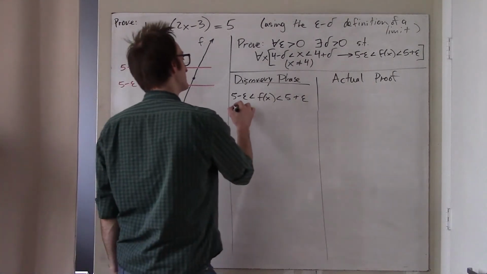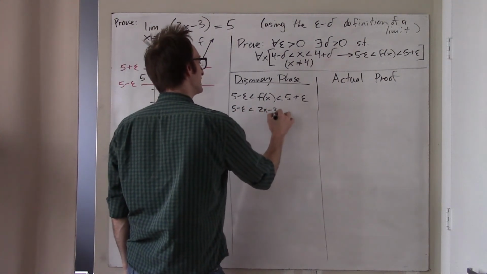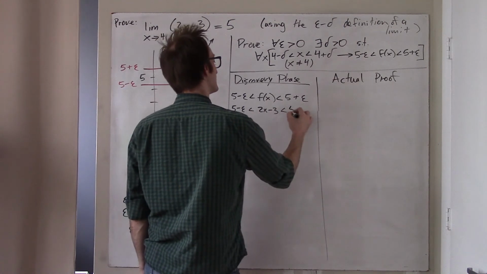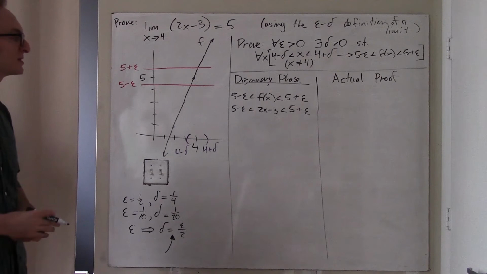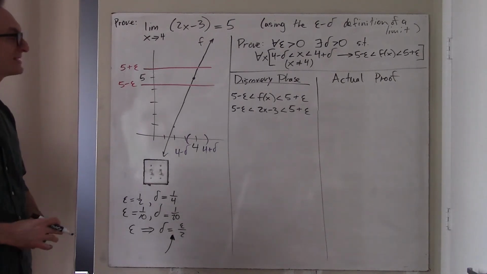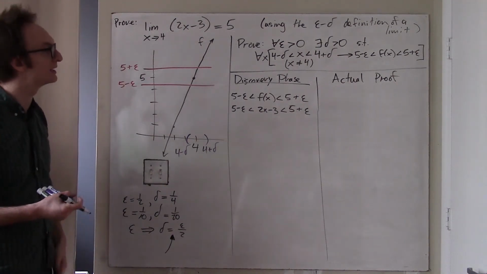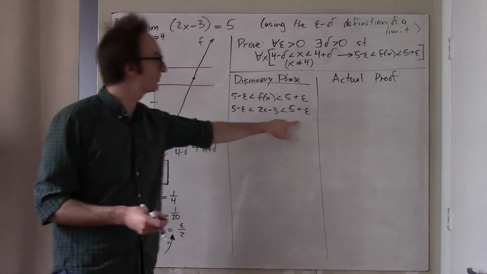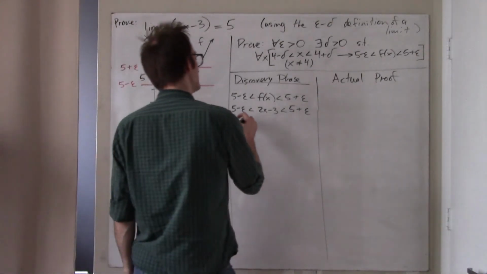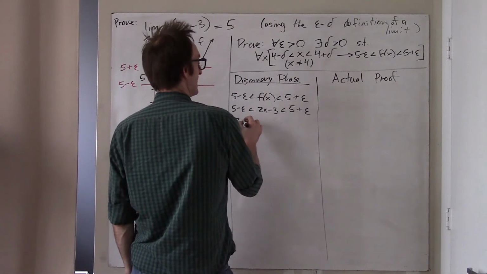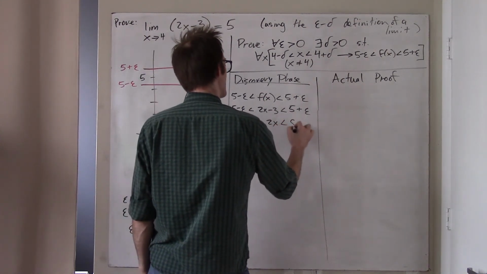Okay, well, what is the function? It's 2x minus 3. So this says that the function 2x minus 3 is between 5 minus epsilon and 5 plus epsilon. What I'm now doing is playing around and discovering for what x values I land between the parallel lines. And now there are some algebra 1 things that we can do here. We can add 3 to all 3 sides of this inequality. That gives me 8 minus epsilon is less than 2x, which is less than 8 plus epsilon.